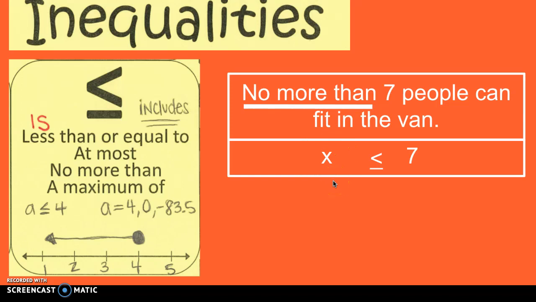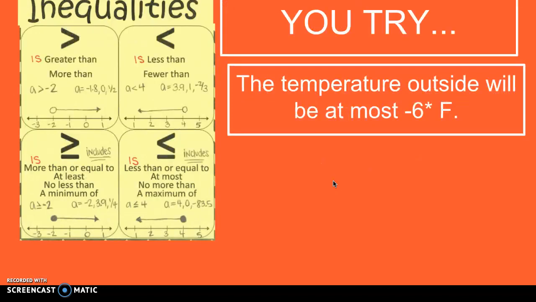All right, I have 2 problems that you need to try by yourself. Go ahead after I read this, pause the video and come up with the inequality that matches this situation. So the temperature outside will be at most -6 degrees Fahrenheit. Write an inequality that represents that situation. Pause the video.